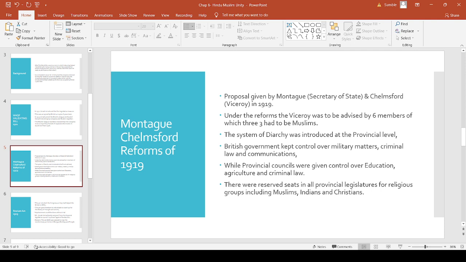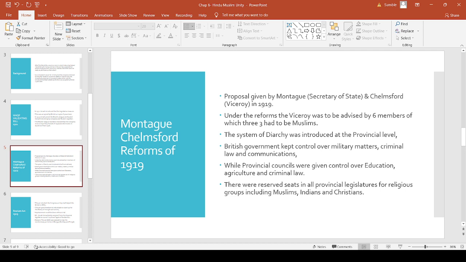Then came the Montagu Chelmsford reforms of 1919. The proposal was given by Montagu, who was the Secretary of State, and Chelmsford, who was the Viceroy in 1919. Under these reforms, the main thing that was introduced was the system of diarchy.